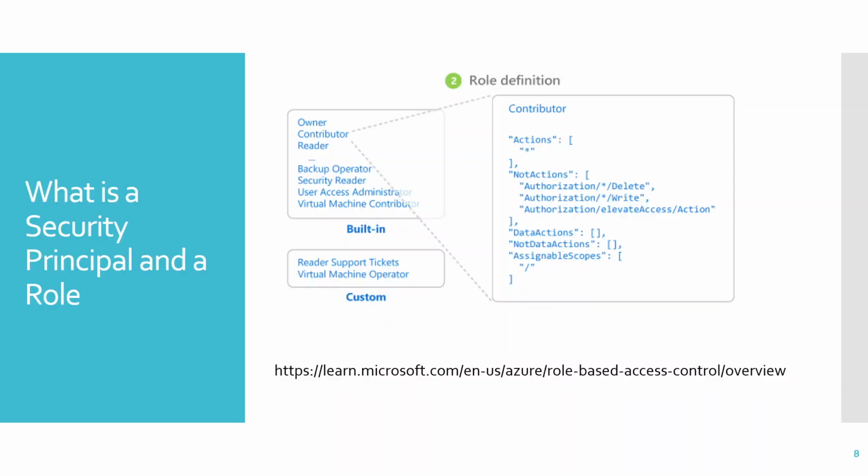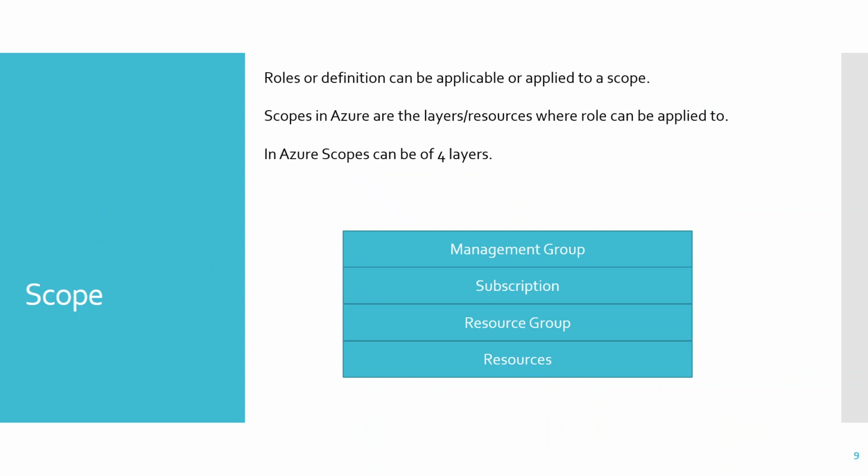Now coming to the scope, the same thing here, assignable scope. So let's discuss scope. A role, or role definition, can be applied to a scope. Now a scope is nothing but a layer within the Azure platform. There are four types of layers, or four types of scopes, in Azure. The topmost is the management group, then subscription, then resource group, then resources. The lowest level is the resources. Resources can be app service, storage, Azure SQL, whatever it is. So in a nutshell, there are four layers, or four scopes, in Azure.